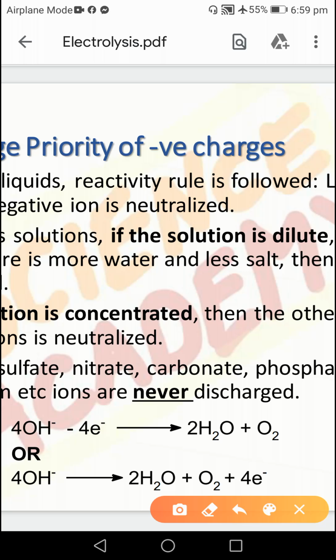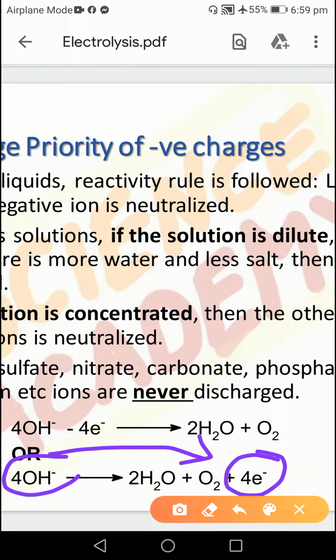And secondly, this side has no presence of electrons, but when the reaction has gone from the reactant side to the product side, look, there are electrons. So where do these electrons come from? Obviously from these hydroxide ions. So from the hydroxide ions the electrons have come out. That's why you are able to find electrons on the product side. That again means the hydroxide ions are losing their electrons.